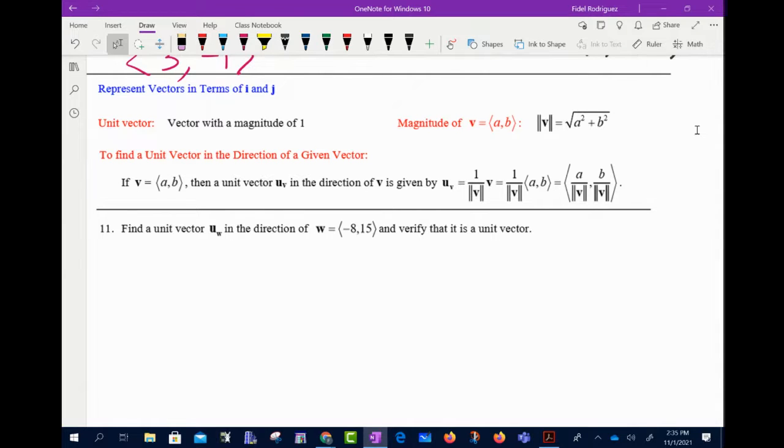Okay, so a couple of things here. First thing is we have something called a unit vector. A unit vector just means it's a vector that has a length of 1, okay? Or magnitude of 1. Magnitude, length, same thing.